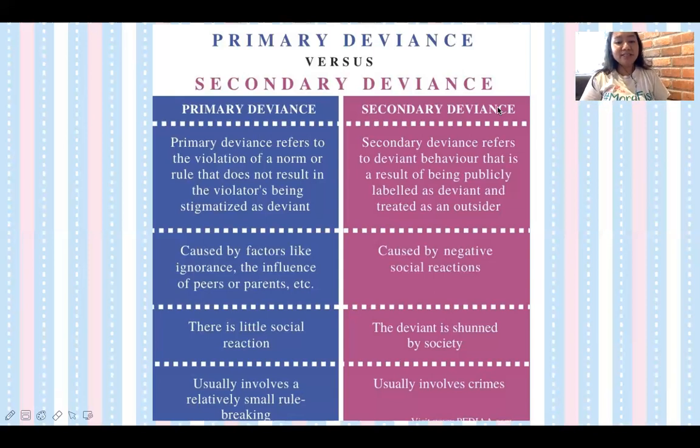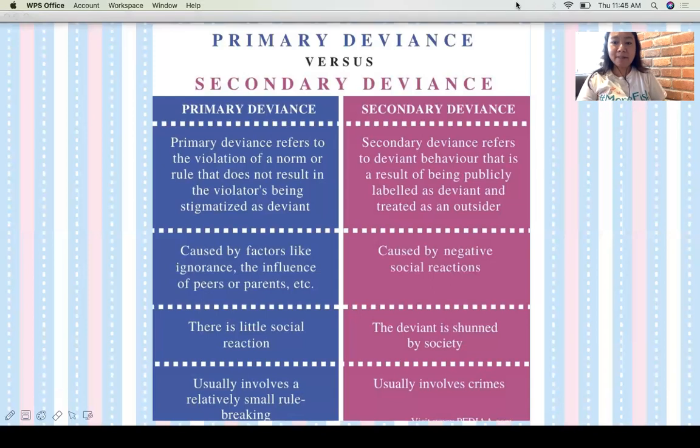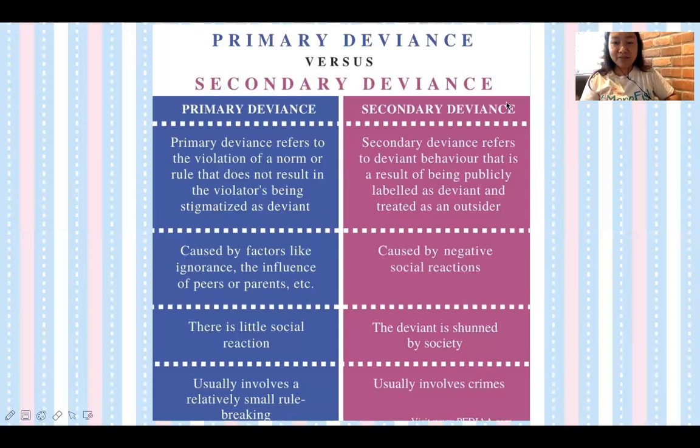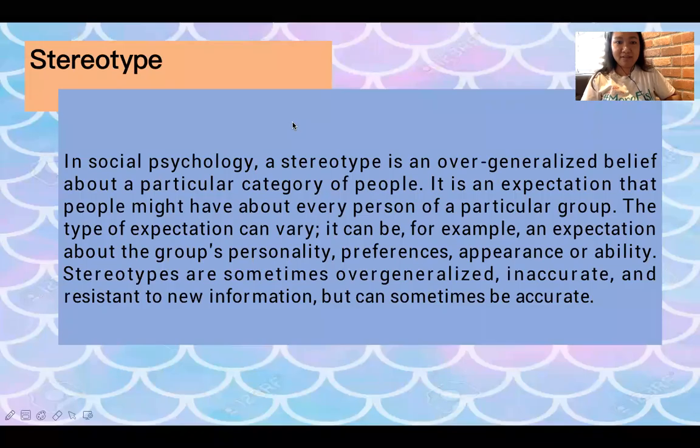For primary deviance, it is a set of actions that would usually involve relatively small rule breaking, while secondary deviance involves crime and acts that are so serious that they contribute to the social reactions. Or it could be that the certain act is a taboo or a big no-no, or it's against the policy or the norms. That's why it's really being given negative social reaction. So you are being secondarily labeled as deviant because it's not direct.